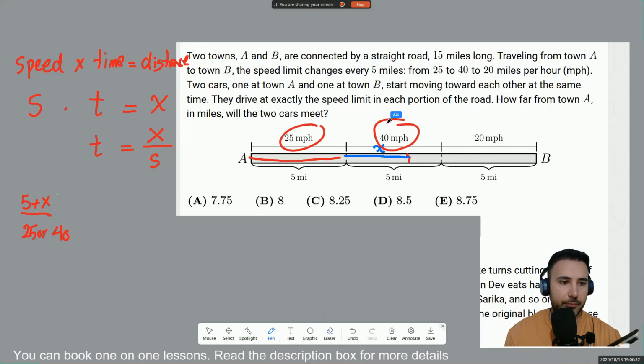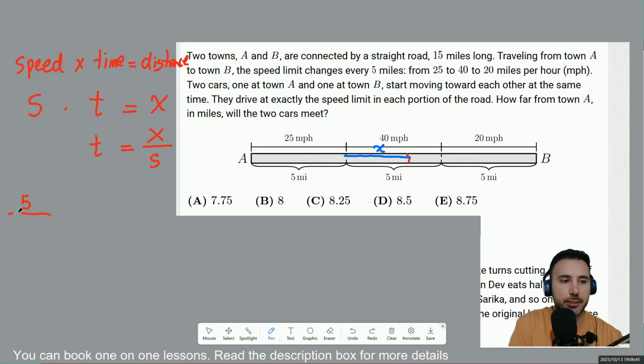None of them, right? Because for the 5 miles, we went with the speed of 25 and with the x with a different speed. So the way I wrote it was not correct. I need to write it this way. The first 5 miles, we went with the speed of 25.